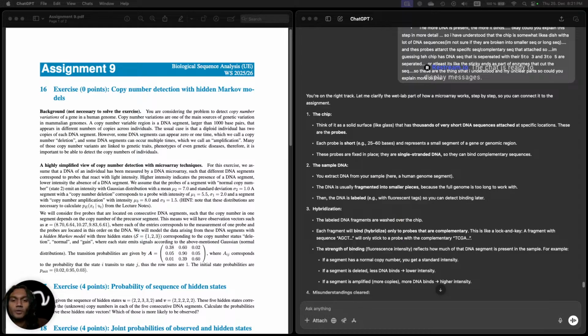You're right. You're on the right track always. Let me clarify the whole part, how microarray works, step by step. You can connect it to the assignment.